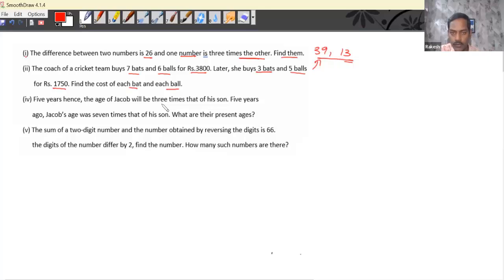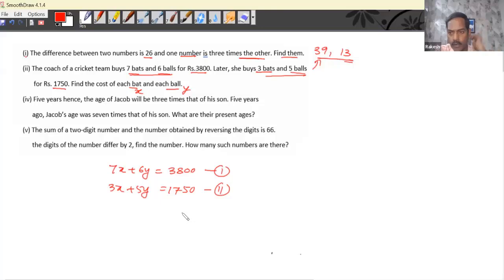We don't know the cost of each one of them. So let us assume that the cost of a bat is x and the cost of one ball is y. So the cost of 7 bats and 6 balls together will be 7x plus 6y. That should be equal to what? 3800. This is my equation number 1. The next equation would be 3x plus 5y, which is equal to 1750. This is my equation number 2. Right?